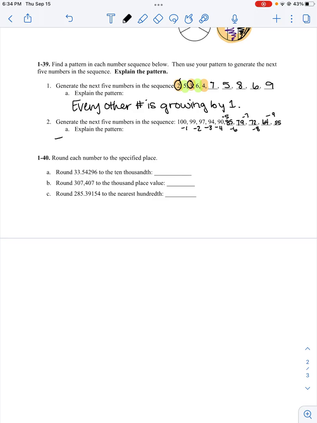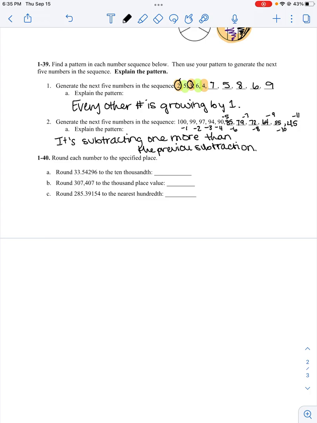So it's subtracting one more than the previous subtraction. And again, it's minus 1, minus 2, minus 3, minus 4, minus 5, minus 6, minus 7, minus 8, minus 9. The next one I would subtract 10, which would get me 45, and then 11 to get to the next one.